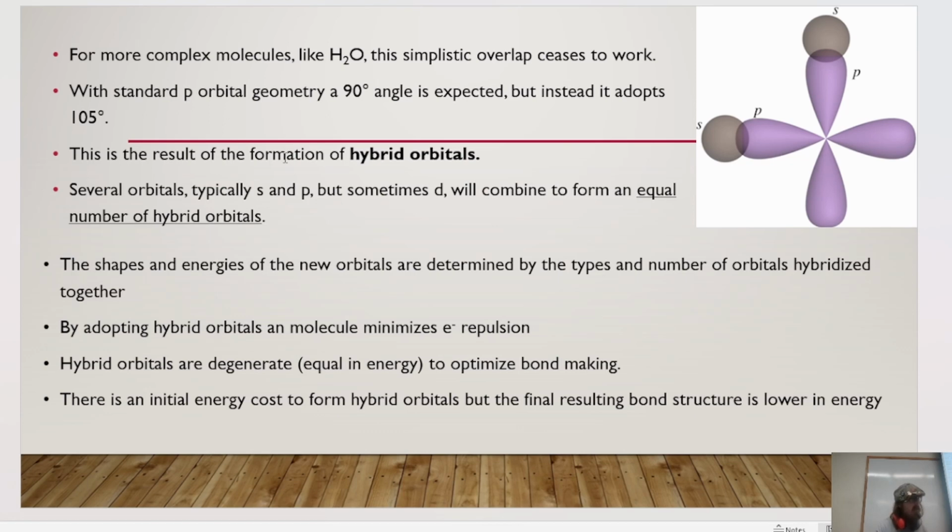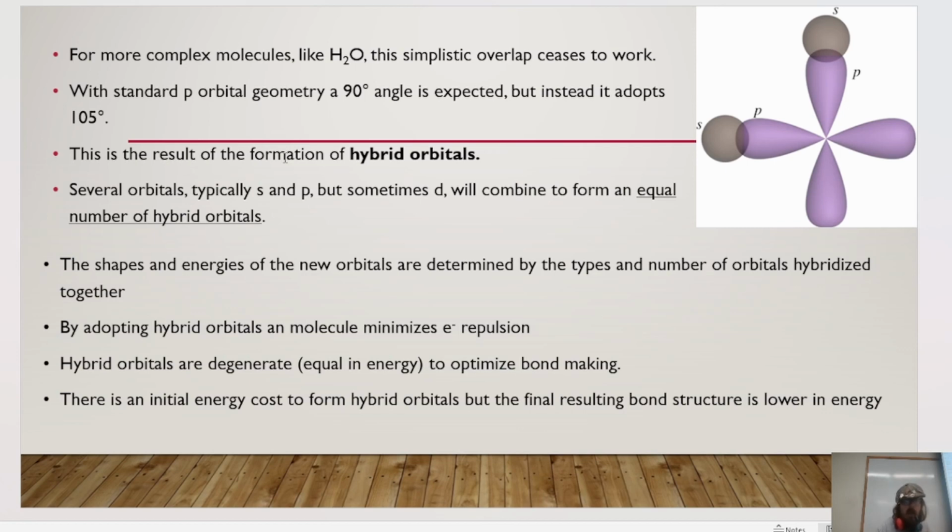It's much wider than 90. So the p orbitals are doing something weird. That's because what we actually form is a hybrid orbital. We form a mixture of orbitals together that are able to adopt new locations. They're essentially stretching their legs so that they can reach different places.